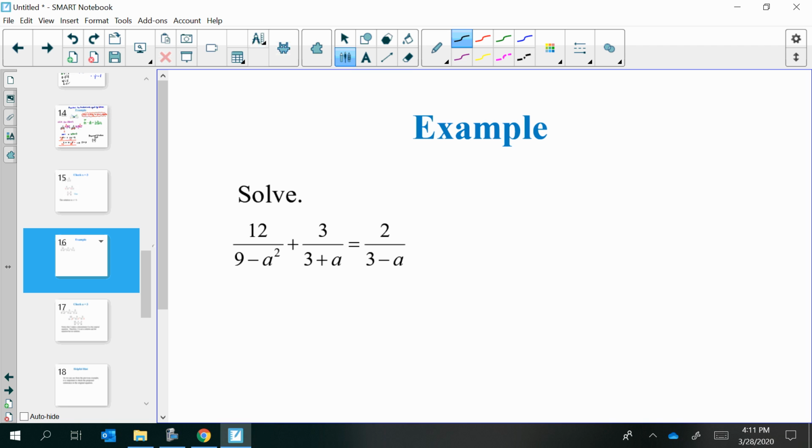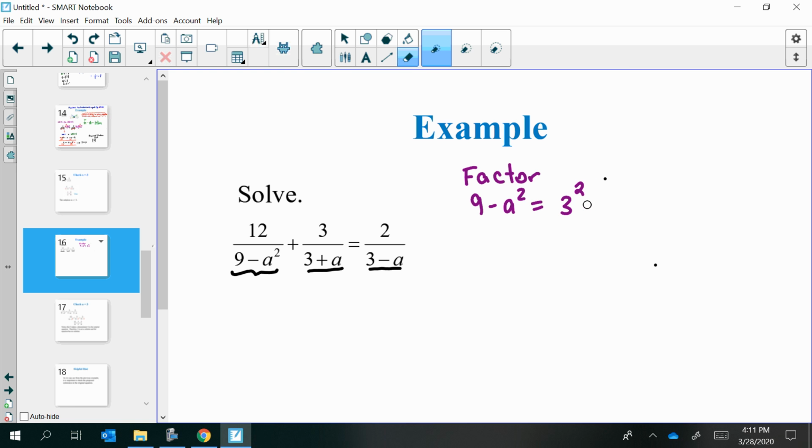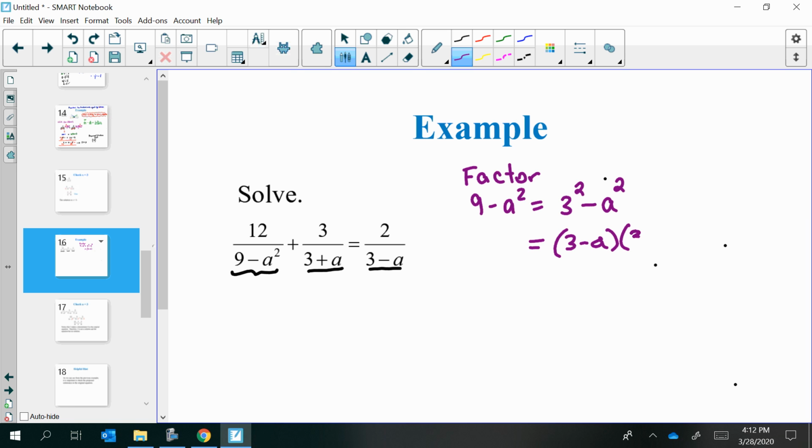In this example, we're going to have to find the LCD to clear the fractions, and this denominator here is already as factored as it's going to get, and so is this one. But the 9 minus a squared can be factored, so let's go ahead and do that first. Now 9 is a perfect square, which can be written as 3 squared. And a squared is a perfect square. So this is the difference of squares, which has a special pattern for factoring: 3 minus a times 3 plus a.